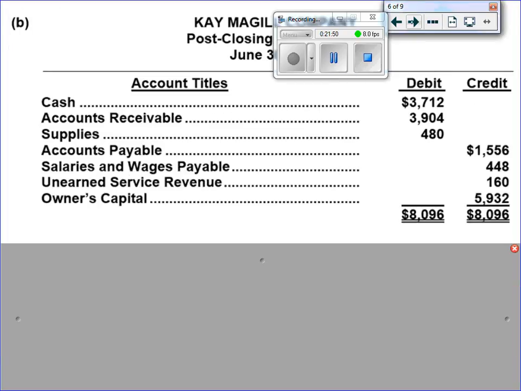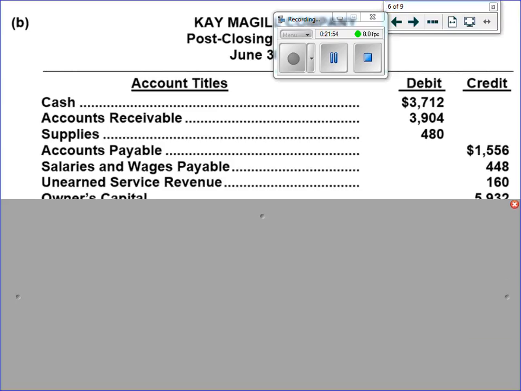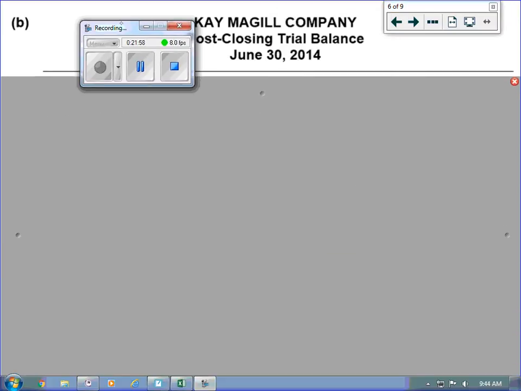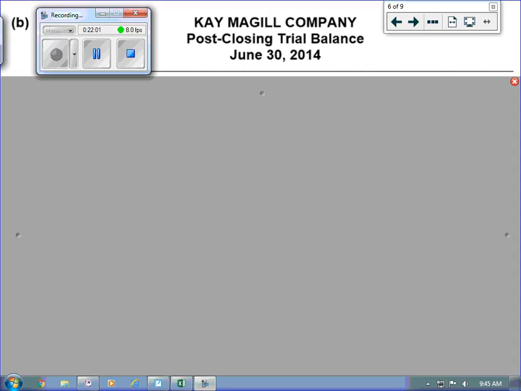I don't know where it went. Yeah, here it is. Is it in your book or is it in your workbook somewhere? Does it say post-closing trial balance on it? Okay. And that's just the last-ditch effort to make sure our debits equal our credits.